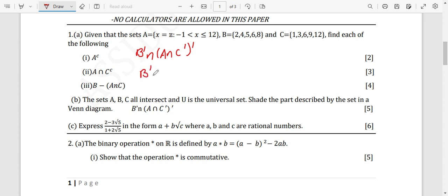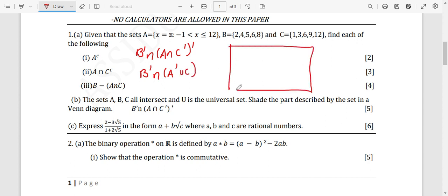So this will be B complement intersect. Distribute the complement so that will be A complement. What is it going to become? Union C. You can now shade set A, B, C.